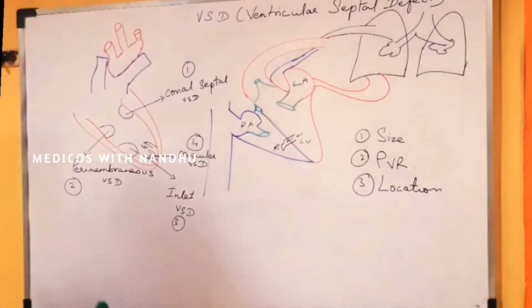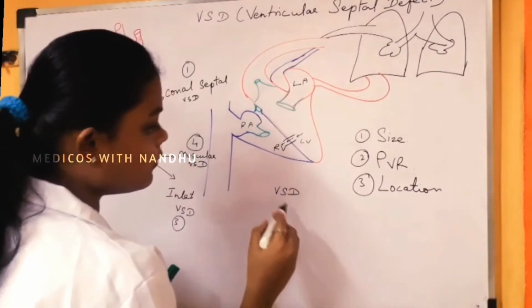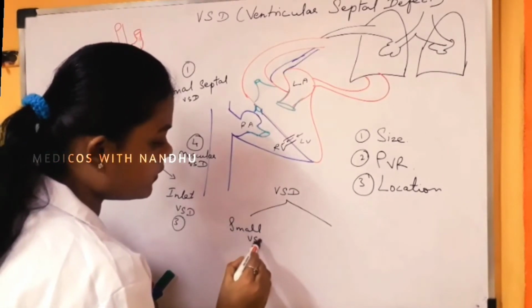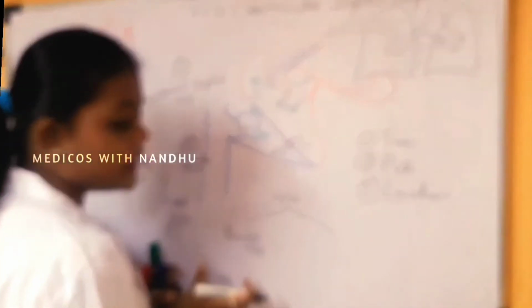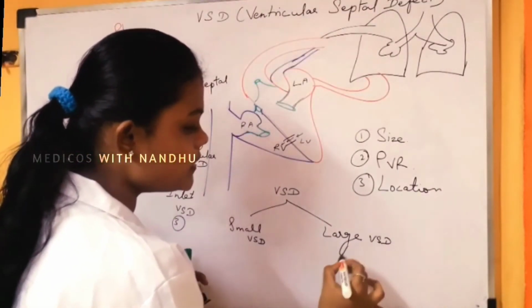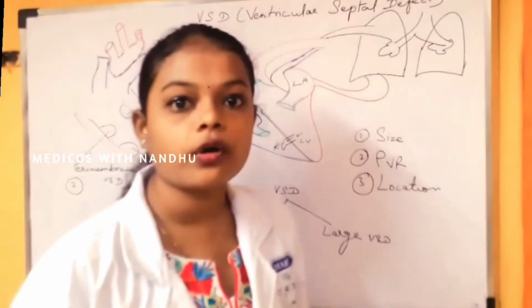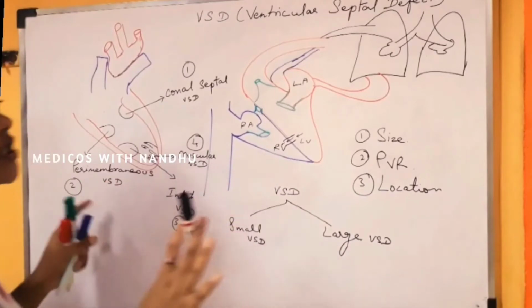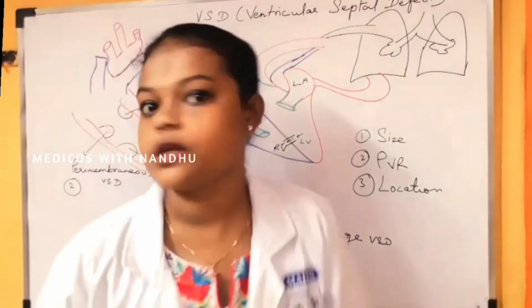These are the types of VSD, and VSD is also classified based on the size. So it is classified into small VSD and large VSD. A small VSD can close spontaneously, but for a large VSD, surgery is required in about 90% of cases. So this was the definition, types and classification of VSD. Coming to pathophysiology.